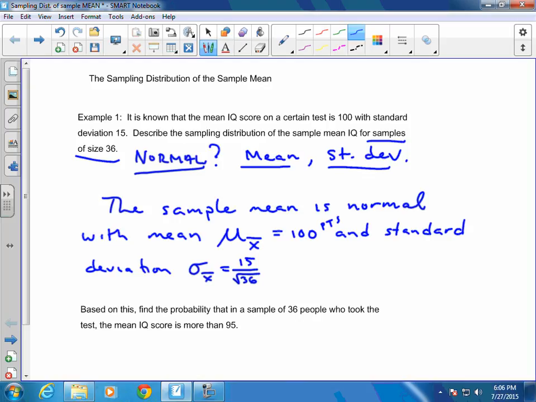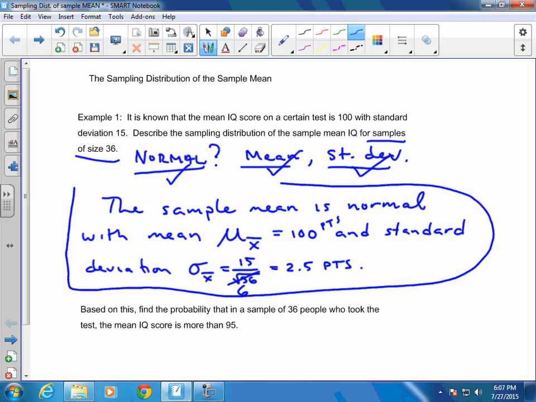Here, 36 is a perfect square, so radical 36 is just 6. So in this case, it's really 15 over 6. So I can simplify that. That would be 2.5. And that's it. I've commented on whether it's normal. I found the mean, and I found the standard deviation. So that is a complete answer for one of these sampling distributions of the sample mean problems.